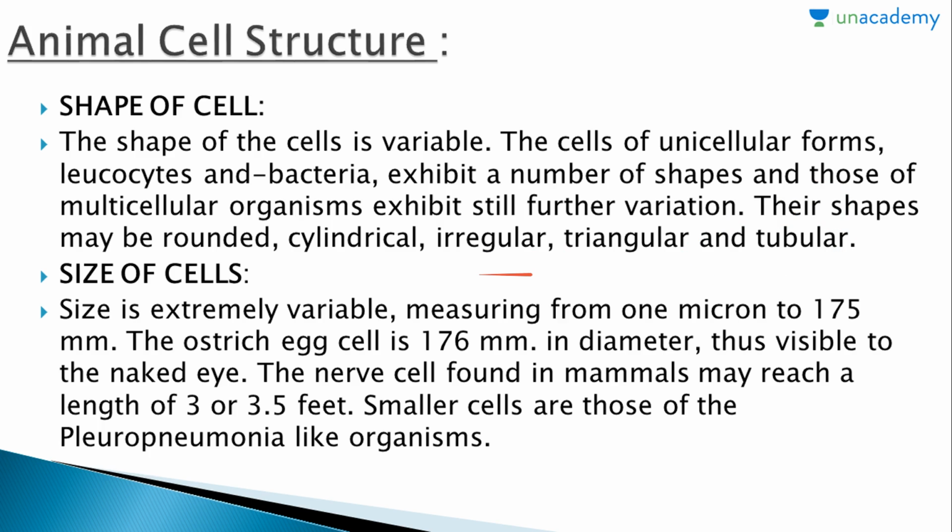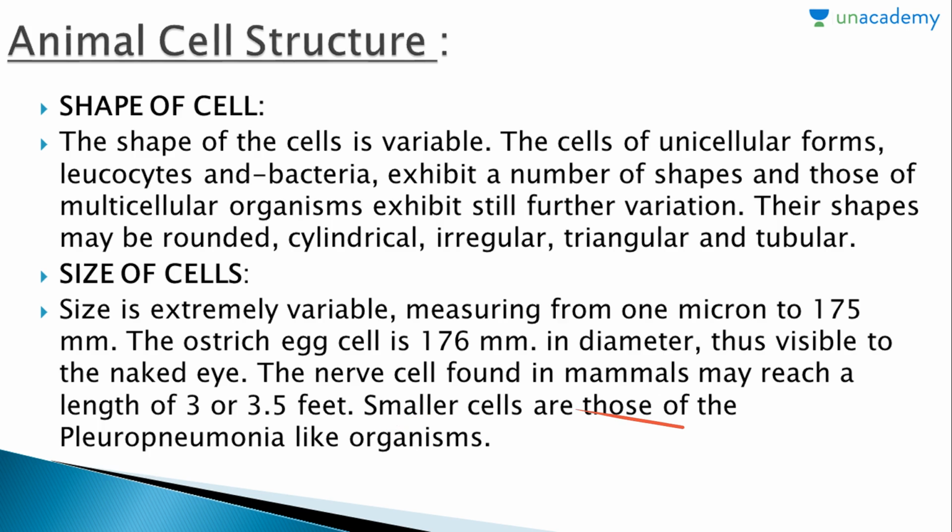Okay. Now size of the cells. Size is extremely variable, measuring from 1 micron to 175 millimeter. The ostrich egg cell is 176 millimeter in diameter, thus visible to a naked eye. The nerve cell found in mammals may reach a length of 3 to 3.5 feet.